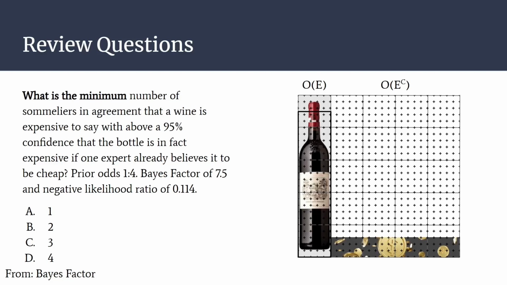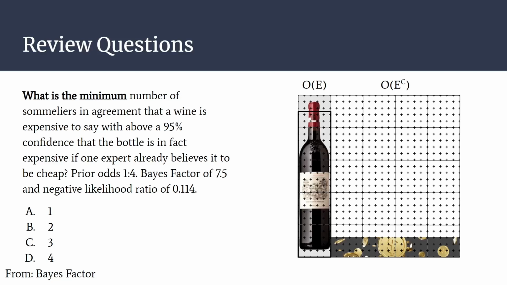The question asks, what is the minimum number of small yays in agreement that a wine is expensive to say with above a 95% confidence that the wine is in fact expensive, if one expert already believes it to be cheap? The prior odds are 1 to 4, the test has a Bayes factor of 7.5 and a negative likelihood ratio of 0.114. These numbers look familiar because of the same values from the test from earlier. The answer to this question is D.